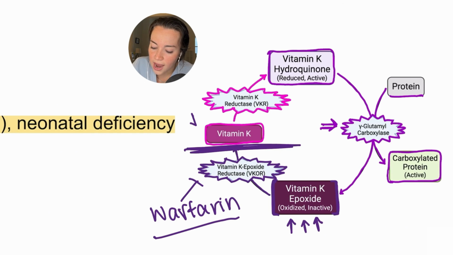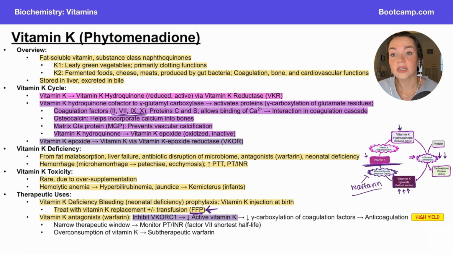And we're not forming our active constituents downstream, which means we're not going to have functioning of this gamma-glutamyl carboxylase. So without that vitamin K hydroquinone to activate that gamma-glutamyl carboxylase, we're going to have decreased gamma carboxylation of those coagulation factors. And that leads to anticoagulation in the body. And sure enough, that is the purpose of warfarin. It is an anticoagulant. It's kind of an old school drug. You don't see it so much in practice, but it is tested all the time.